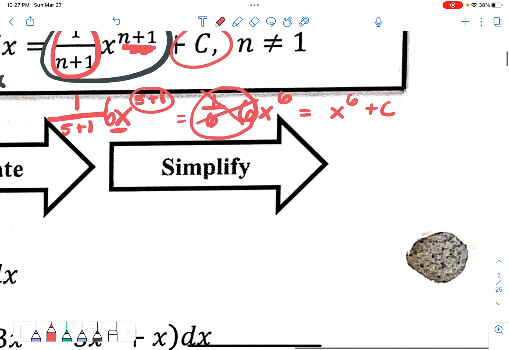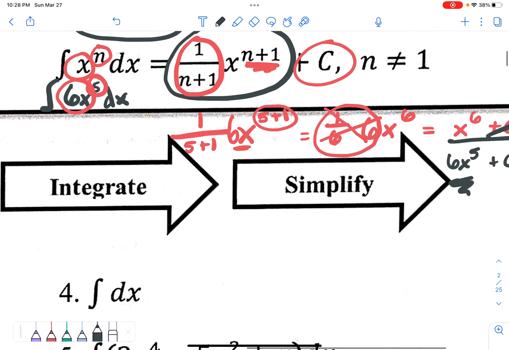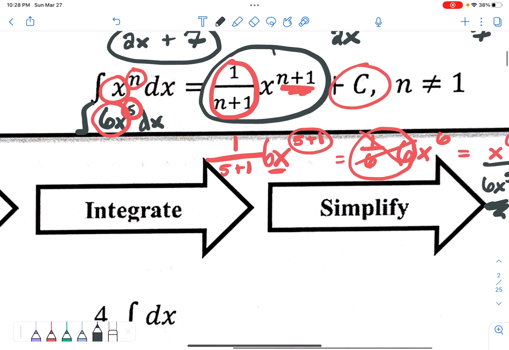Now I always go back if it's really easy like this and check my answer, because if I take the derivative of x to the 6th power, that's 6x to the 5th, and the derivative of c is plus 0, so it goes away. So I did it right. Everything is good to go. x to the 6th power, great. That's that process, but this is what you will need to remember: 1 over n plus 1, x to the n plus 1.